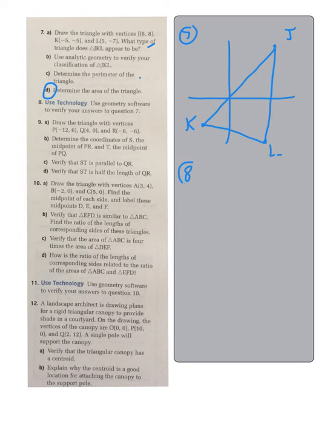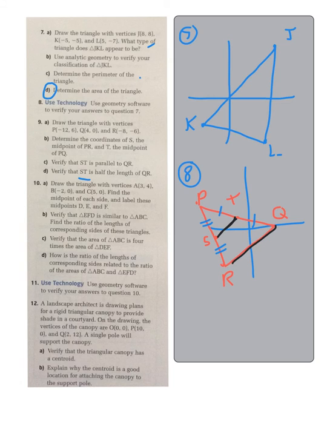Question 8, again, draw the 3 points. Let's do it very quickly. Let's do it in a different color. Negative 12, 6, about there. 4, 0, about there. And negative 8, negative 6, about there. So we've got 3 points of the triangle. And you've got R, Q, and P. Okay. Determine the coordinates of S, the midpoint of PR. So that's going to be point S. And T, the midpoint of PQ. So T there. So we know that that is equal to that, and that is equal to that because they're midpoints. And it says verify that ST is half the length of QR. So you've got to find the length ST by the distance formula, and you've got to find the length of QR by the distance formula.